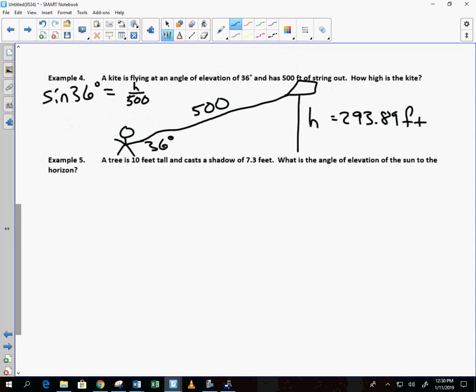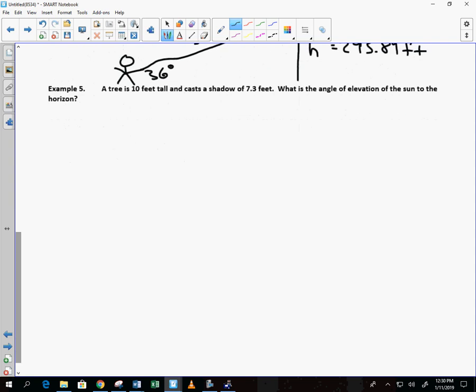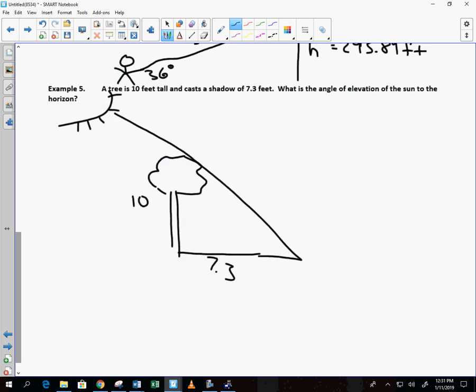We've got a tree that is 10 feet tall and casts a shadow of 7.3 feet. Draw a tree here. Got the sun in the sky, casting a shadow. What angle of elevation of the sun to the horizon is there? What's different about this problem? We don't have the angle. And that's good.